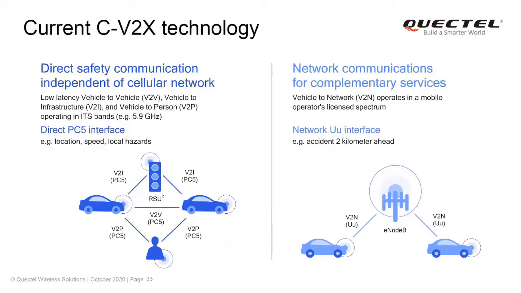And network communications are used to complement services. So vehicle to network operates in a mobile operator's licensed spectrum. For example, when you want to extend the reach of the signal, which is not possible from vehicle to vehicle, they use the cell network to indicate, for example, an accident which is ahead to the vehicles behind.